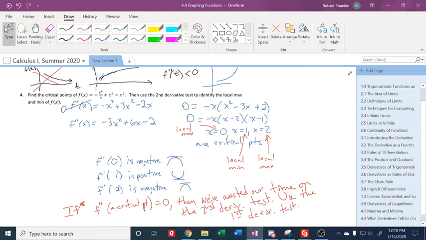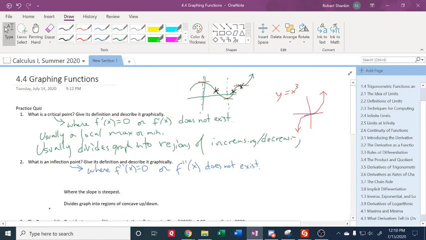Now, if it's one of these, like y equals x cubed, it's got a horizontal tangent line right at 0, but that's not a local max, nor is it a local min. It will be the case that f prime prime is 0 there, but you'll also once in a while get cases where f prime prime is equal to 0 and you're at a max or a min. So just because f prime prime of a critical point is 0, it doesn't necessarily mean that you're neither a max nor a min.